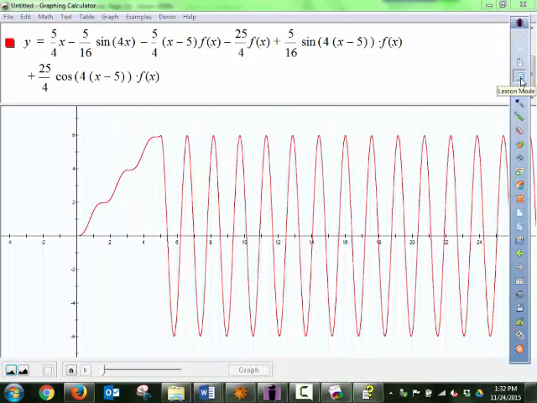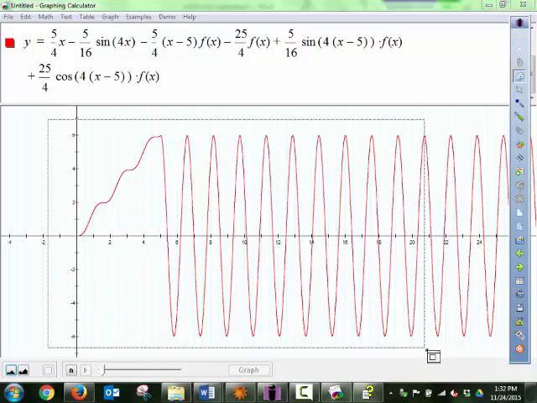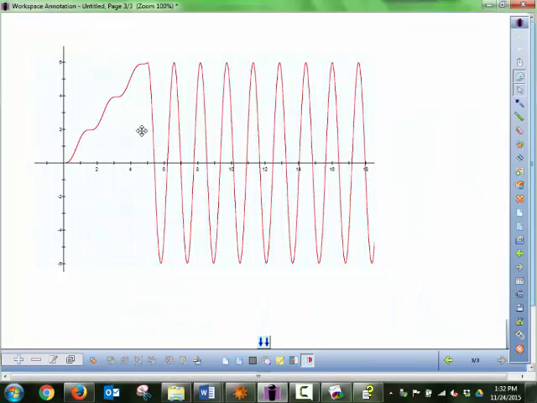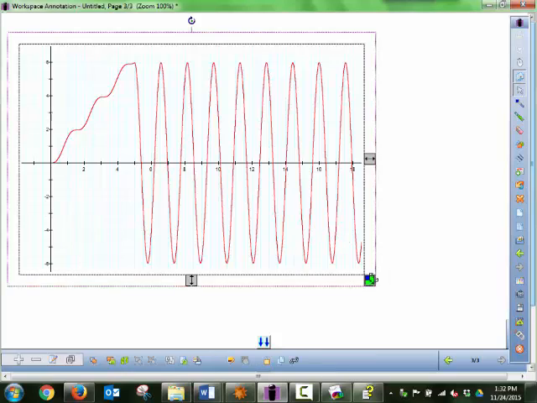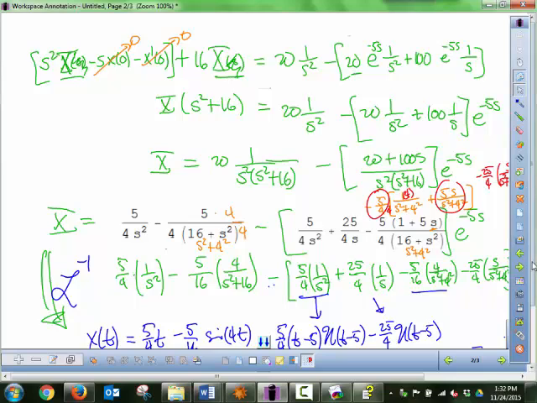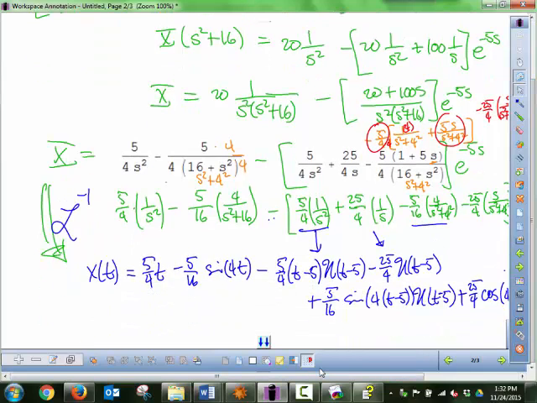Let's take a picture of it and put it in our notes. By the way, I did this using a computer, using a graphing program, and then used some other pieces of information. But if you're doing this by hand, it's not impossible. It'll be hard, but it's not impossible.